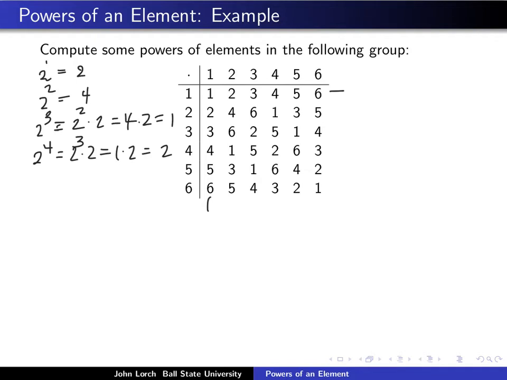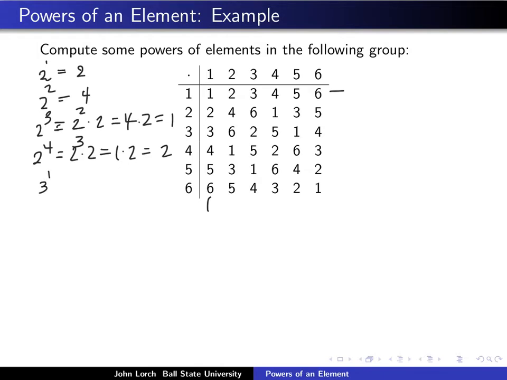which is 2. And now, if you could reach through your computer screen, you'd want to stop me from computing any more powers of 2 in this group, because you can see that we have started to repeat our powers of 2. So really, there are only 3 powers of 2 in this group, namely 2, 4, and 1. What if we try some other element? Like, let's suppose we start with 3.